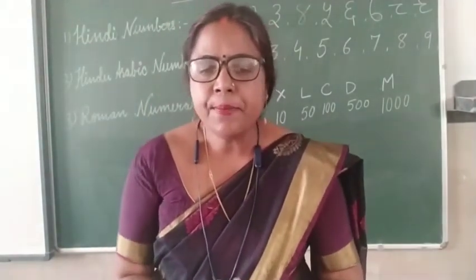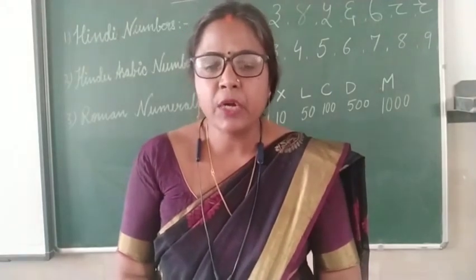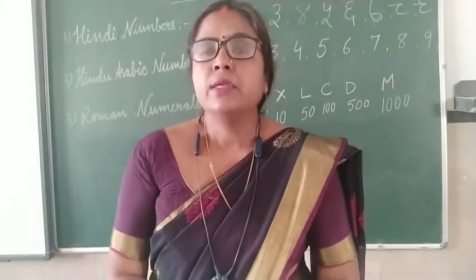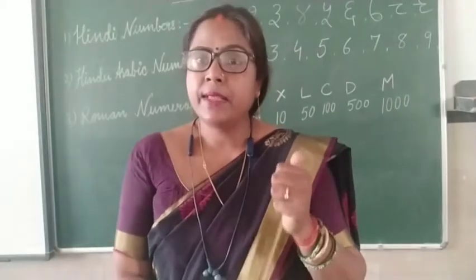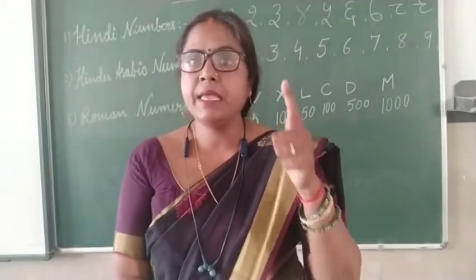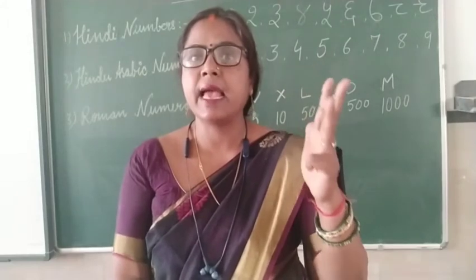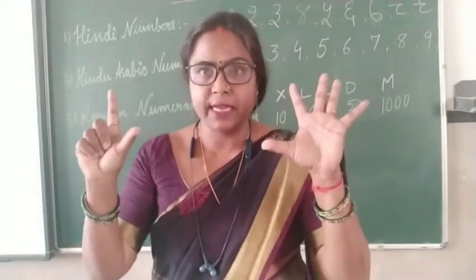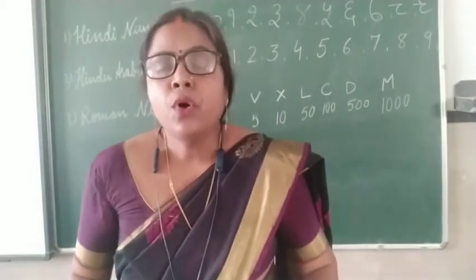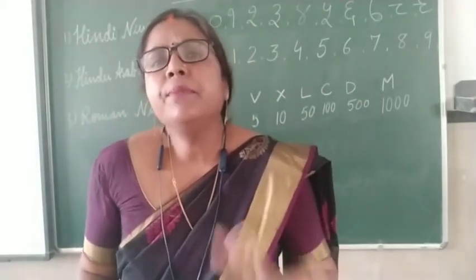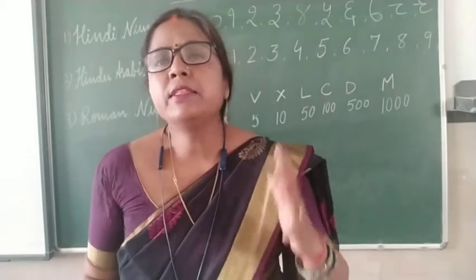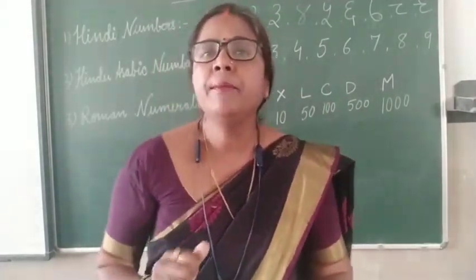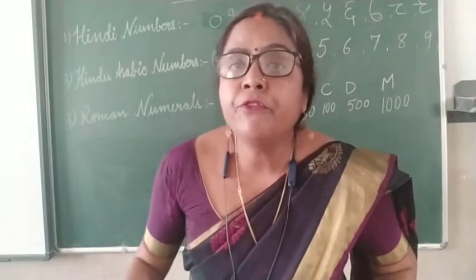It has some basic symbols which were combined to form Roman numerals. There are 7 symbols: I, V, X, L, C, D and M. Why are these symbols used? If we come to that, I am going to explain everything.